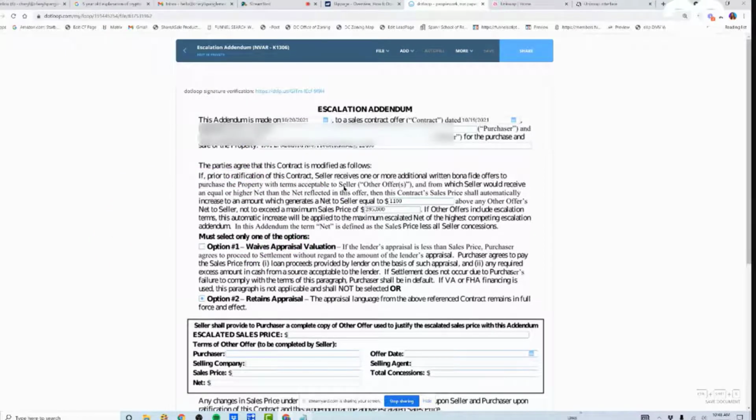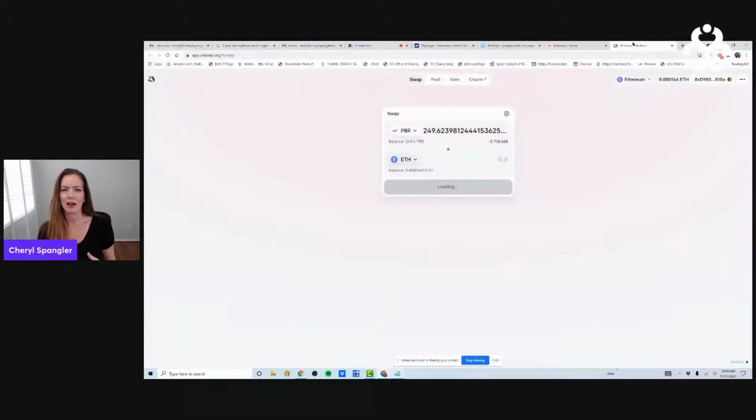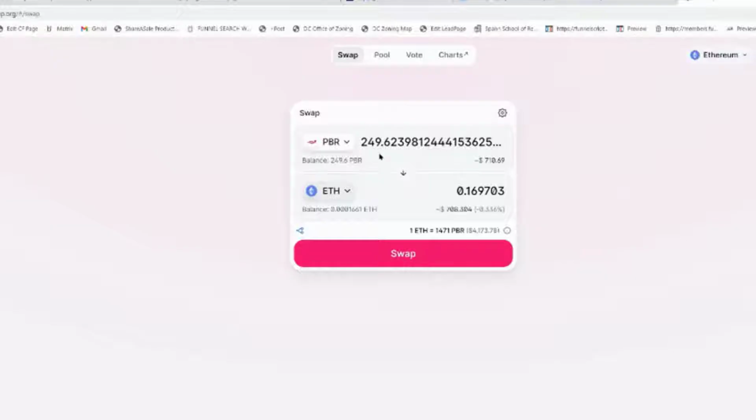It kind of clicked when I was hearing a conversation last night. I thought, I don't know why this is so foreign, because it's just the word that is foreign, and so we get confused. But basically, it is the same thing. When we buy real estate, we offer a certain price. When you swap a token for another token in Uniswap, you are told right here that I'm going to sell 249 PBR and I'm going to receive 0.0016 ETH worth $708.